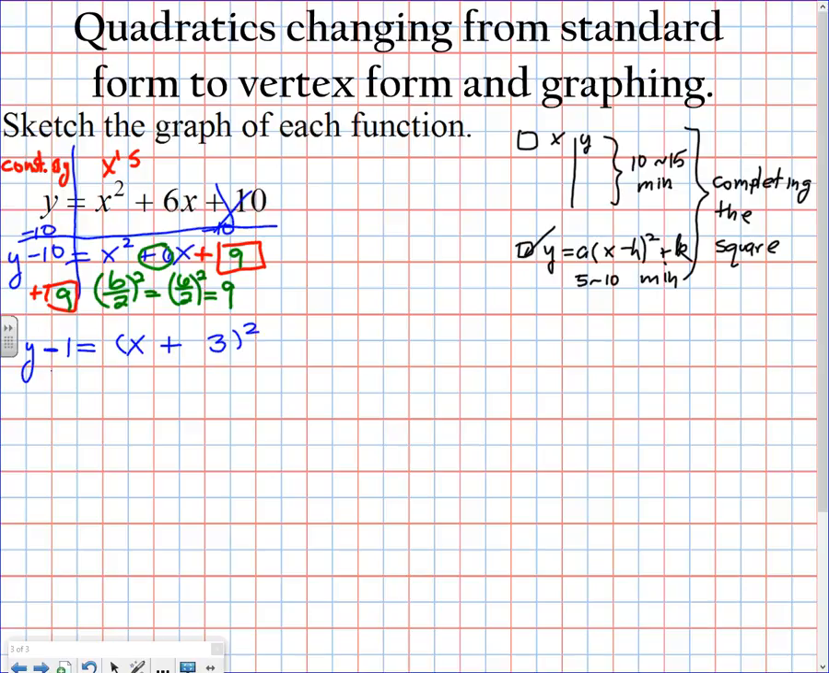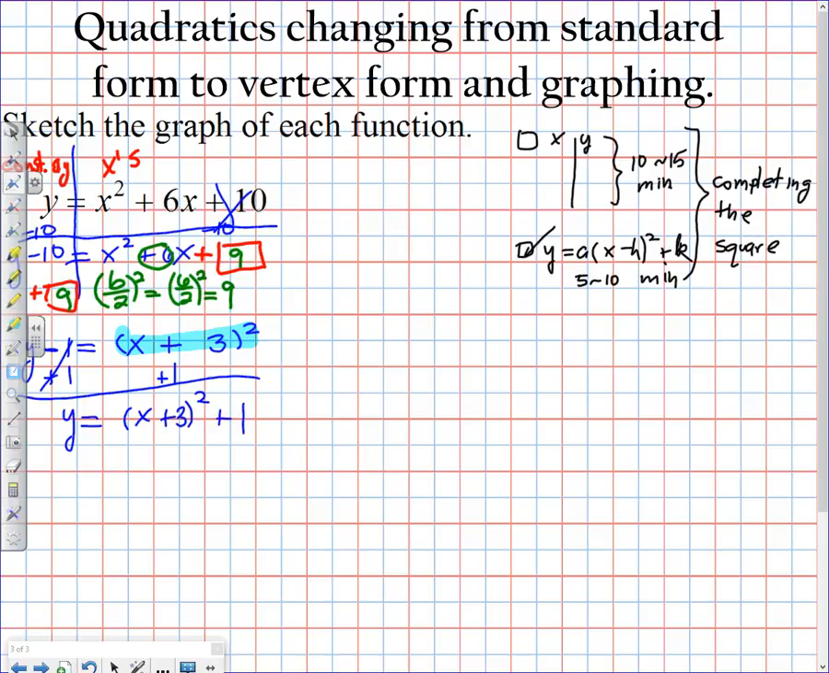So to get the y by itself, I'm going to add 1. And when you add over here, you should do it over here, both sides. These will cancel, so you have y is equal to, now here's what you need to know: this thing is together, cannot be separated. So this cannot combine with that. So the answer will be parentheses x plus 3, all of that, quantity squared, plus 1.